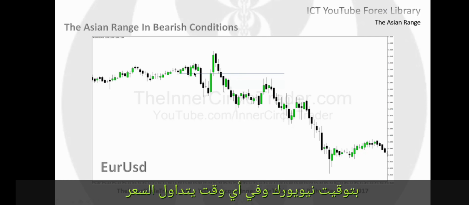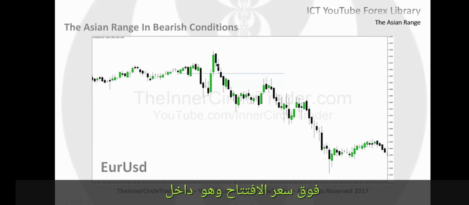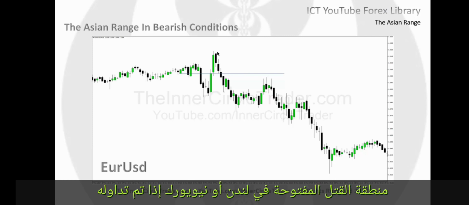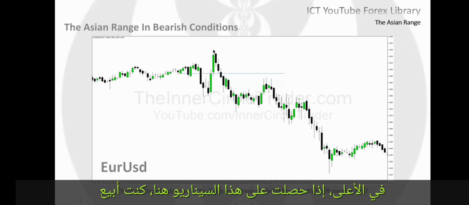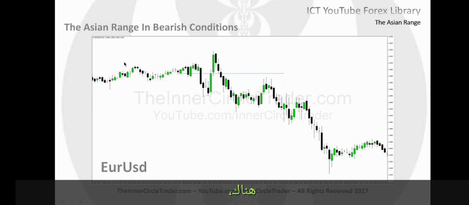And anytime price trades above that opening price, and it's inside of a kill zone, that means the London or New York open kill zone, if it trades above that opening price, I will look to go short. Now, if we go above it, and this is what I was doing before I started incorporating the Asian range concept, I would just simply look for this rally above. If I got this scenario here, I was selling right there.